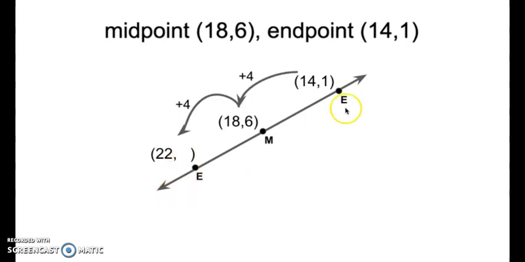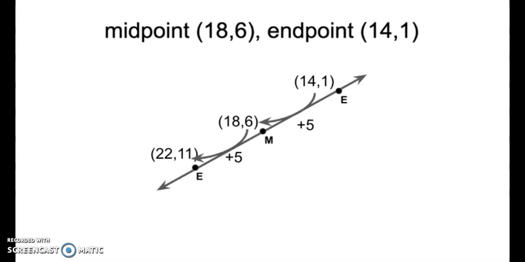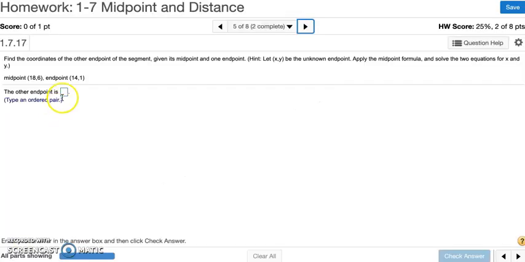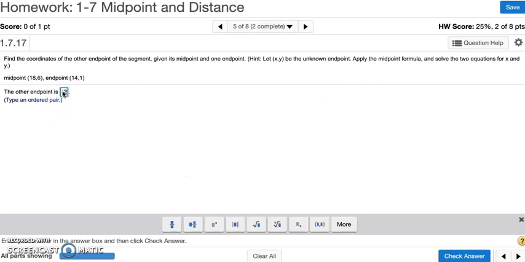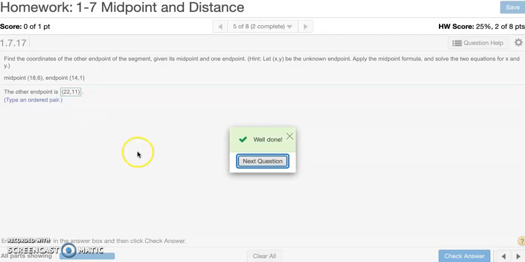Now I do the same for the y's. To go from 1 to 6, I add 5. And to go from 6 to my other endpoint, I have to add 5. So 6 plus 5 is 11. So my answer is going to be 22, 11 for my other endpoint. So let's type that in, 22, 11. And that's number 5.